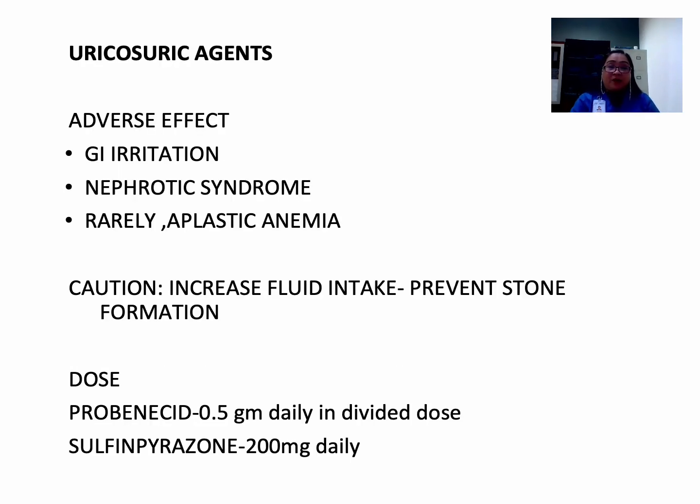Next is what about the adverse effect? There will be GI irritation, nephrotic syndrome, rarely aplastic anemia. There should be increased fluid intake in relation to this type of medicine so that we can prevent stone formation. The dose of the probenecid is 0.5 grams daily in divided dose, and for the sulfinpyrazone, it is 200 milligrams daily.